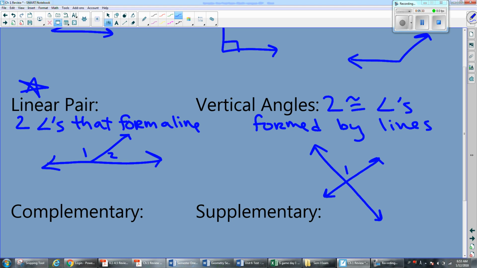So if these are my lines, 1 and 2 would be congruent, 3 and 4 would be congruent. So those are my vertical angles.